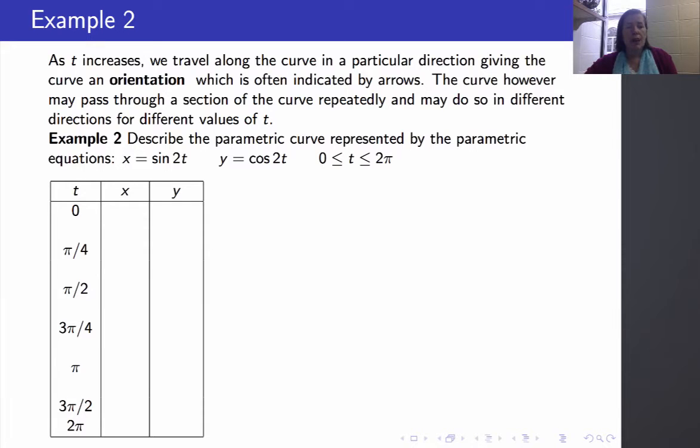Given a set of parametric equations, as t increases, we travel along the parametric curve in a particular direction, and this is called the orientation of the curve, and we can indicate that by arrows. Non-obvious things can happen. The curve may pass through a section of the curve repeatedly, and it may also travel along sections of the curve in different directions for different values of t.